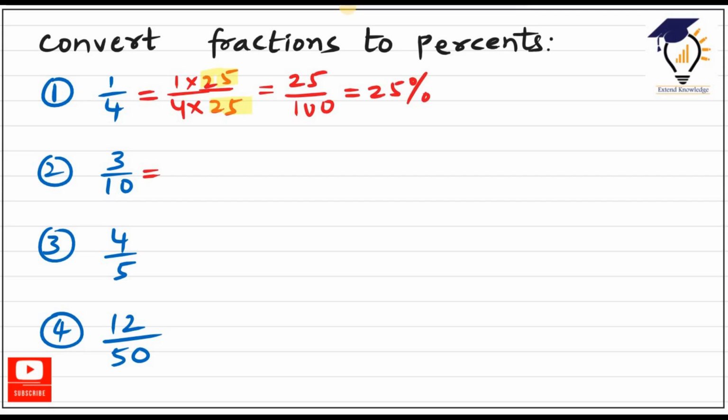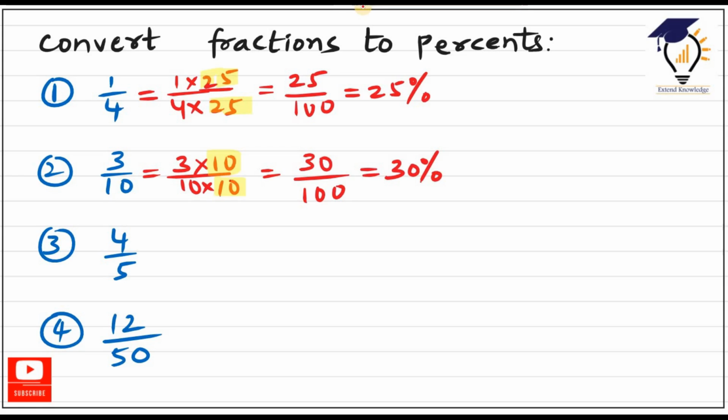Second one, 3/10. 10 times 10 will give me 100. So same thing on the numerator. So 3 times 10 is 30 by 100, which is equal to 30%, the conversion of 3/10.